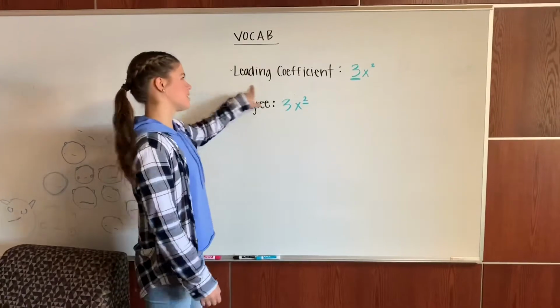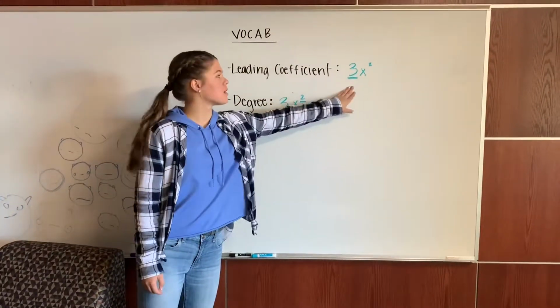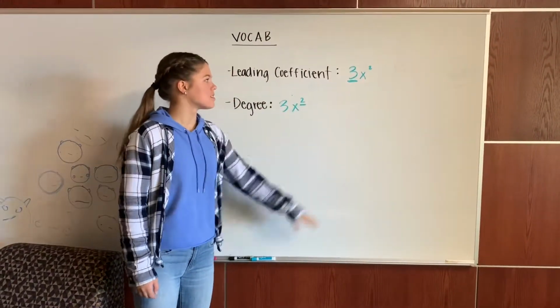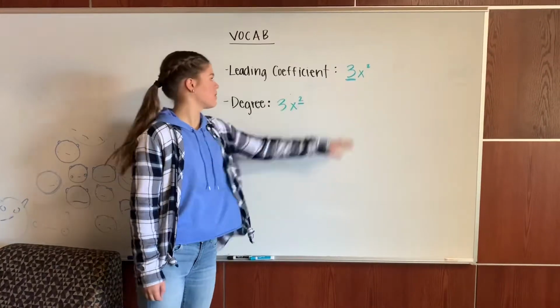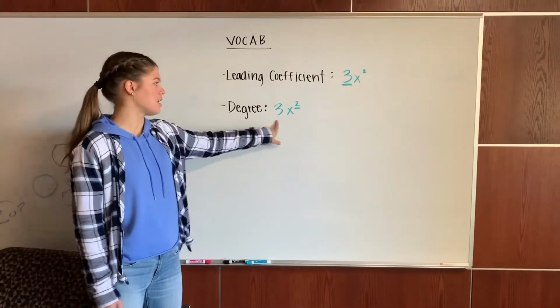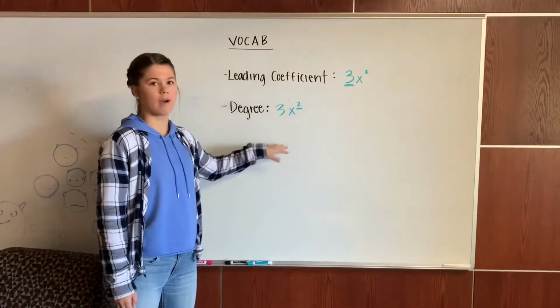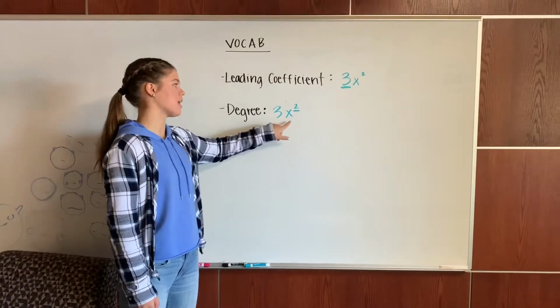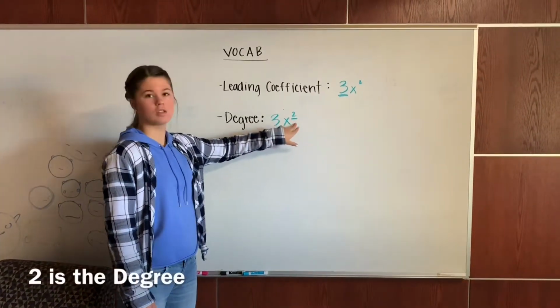So you have to know what a leading coefficient is, and that is any number in front of a variable. So in this case, it would be the 3. And then a degree is any number that's raised to a power. So in this case, it would be 3x raised to the second, so the 2 would be the degree.